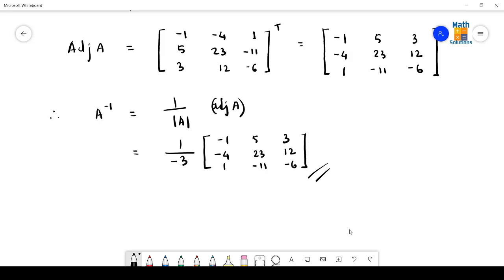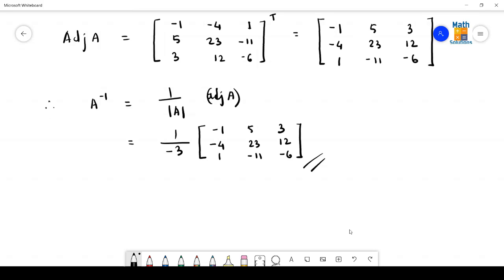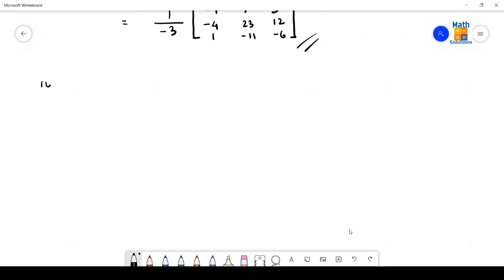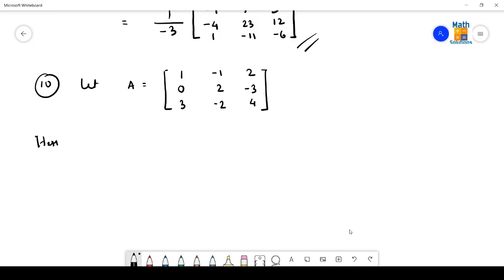Then coming to question number 10. The given matrix is, let capital A equal to, the matrix given is 1, minus 1, 2, then after 0, 2, minus 3, then after we get 3, minus 2, 4. Again, in this case we have to check whether determinant of A is non-zero or not.